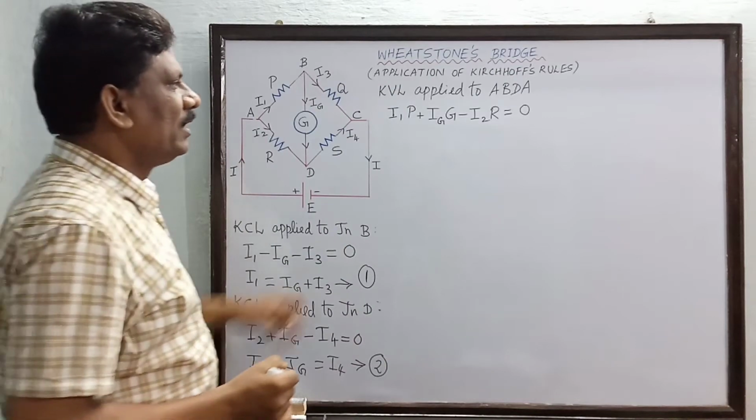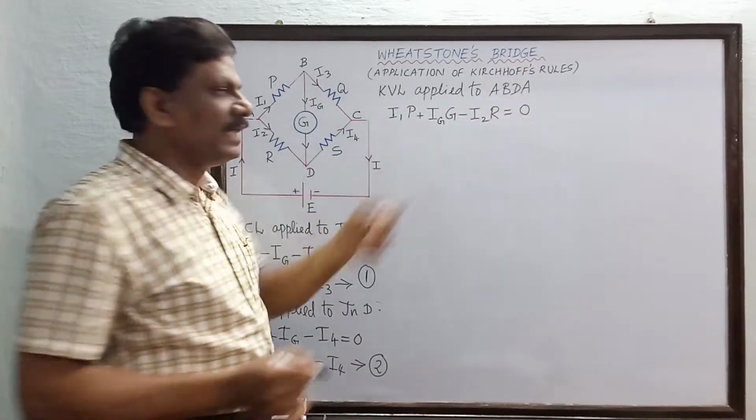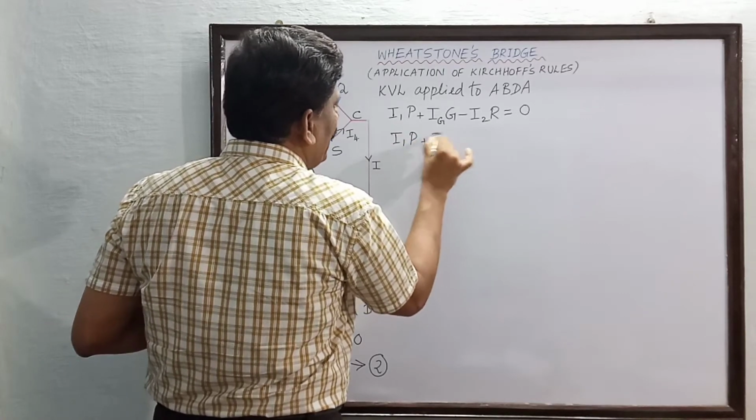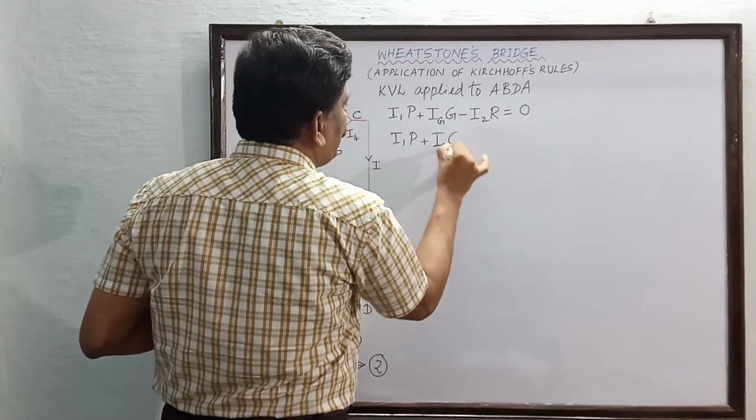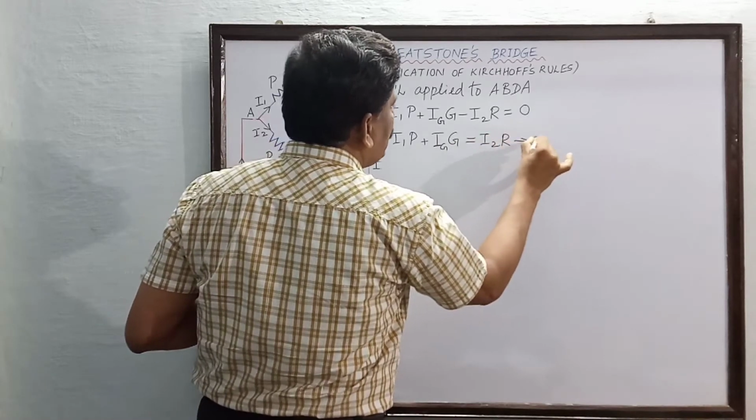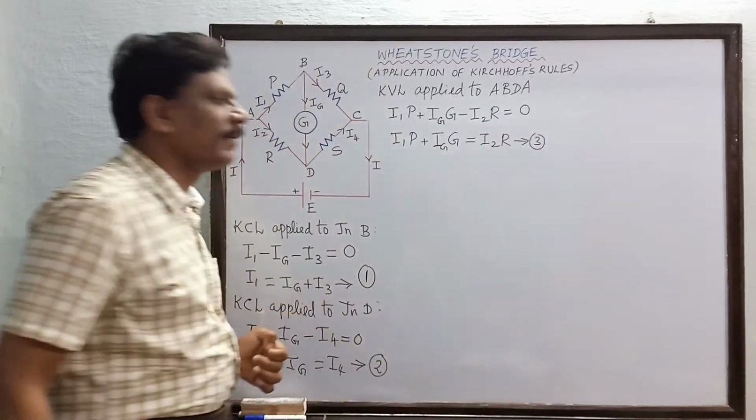As usual, the negative term is shifted to the other side. So the same equation can be rewritten as I1 into P plus Ig into capital G is equal to I2 into R, and this is equation number 3.